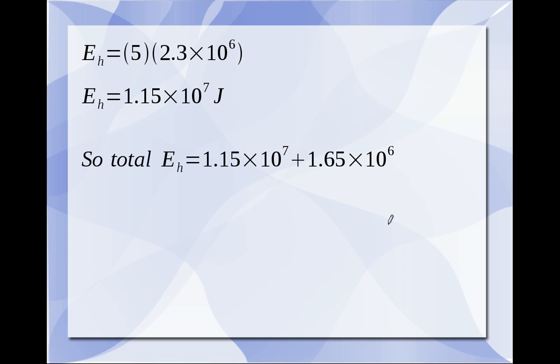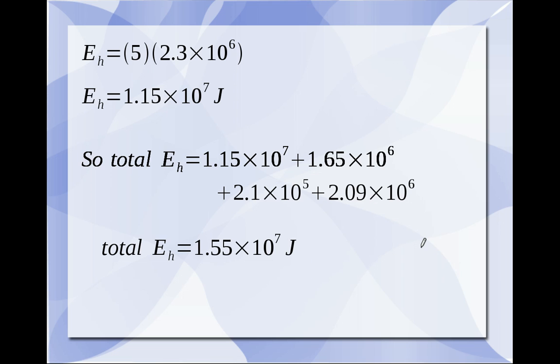So the total, now we have to add up the values that we calculated in all of these steps. So when we put them all together, the total heat energy required is 1.55 times 10 to the 7 joules, or 15.5 megajoules, 15.5 million joules. So that's a lot of energy to change the ice into water vapor. And that's latent heat and changes of state.